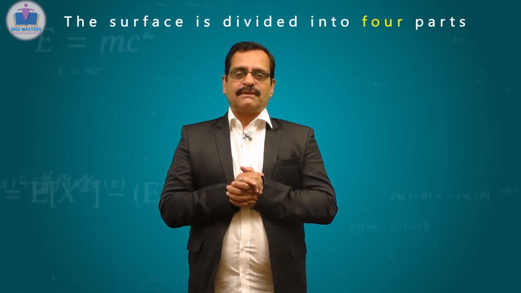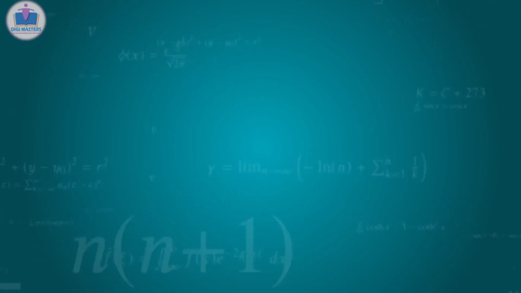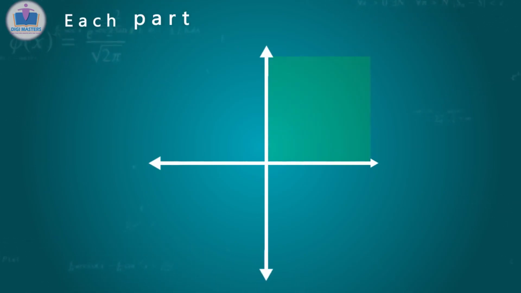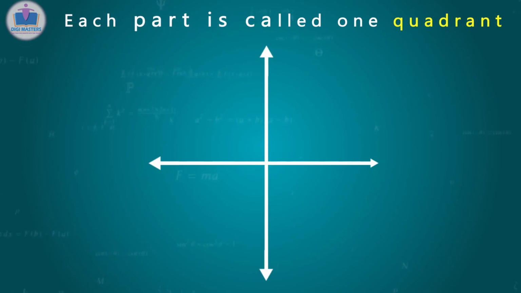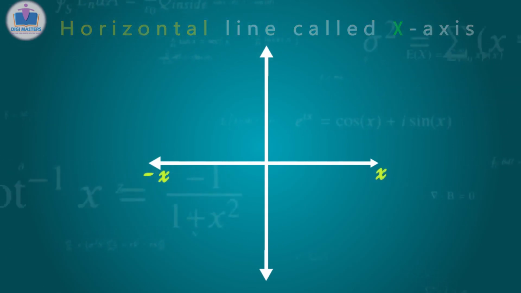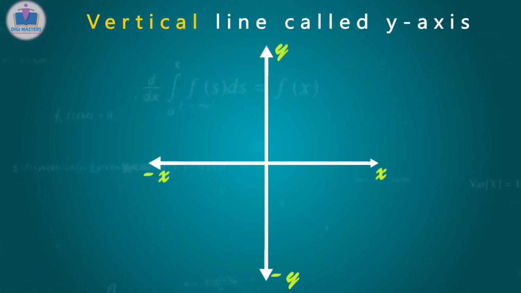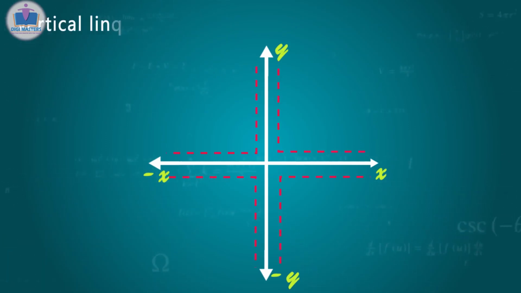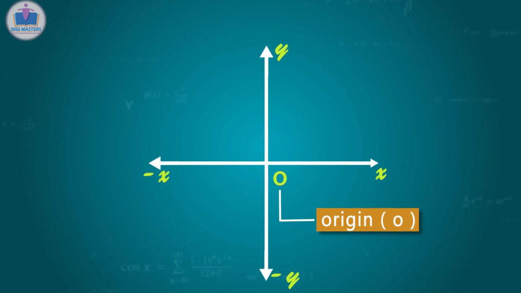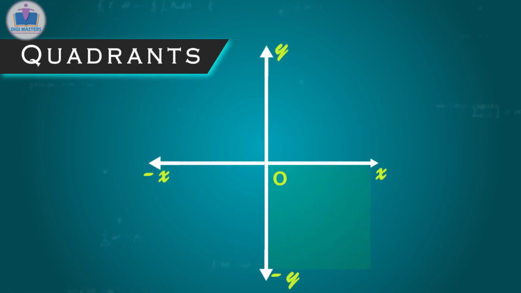This surface is divided into 4 parts with the help of one horizontal line and one vertical line. Each part is called one quadrant. So a level surface is divided into 4 quadrants with the help of one horizontal line called x-axis and a vertical line called y-axis. Wherever the vertical line and horizontal line meet, that point is called origin. And all these 4 parts are called quadrants.